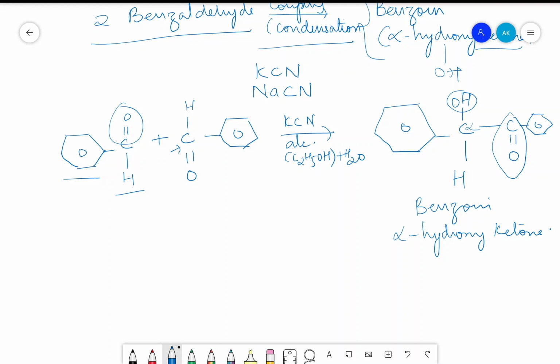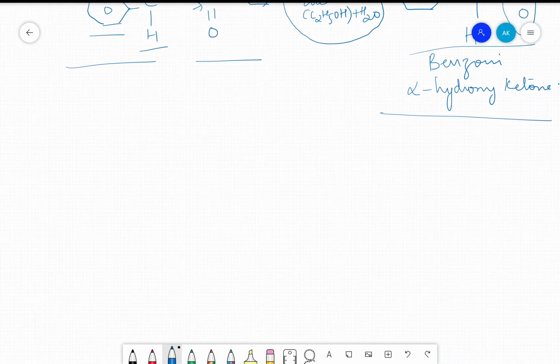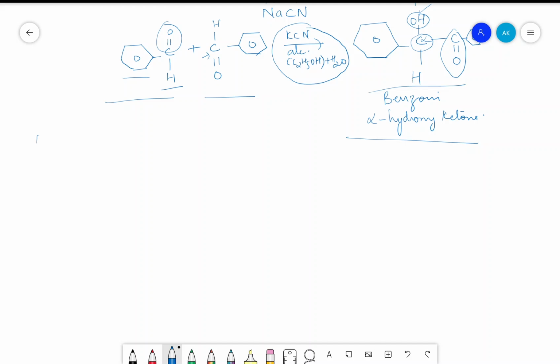Very simple reaction. What we have discussed before, we are just trying to represent in a proper reaction. 2 moles of benzaldehyde in the presence of KCN and alcoholic solution gives benzoin. Benzoin is represented in this way, where at the alpha position or alpha carbon you have an OH group. That is the reason it is called benzoin or alpha hydroxy ketone. The mechanism for this particular reaction is very simple.